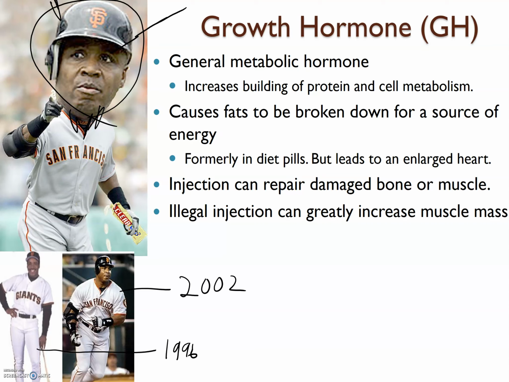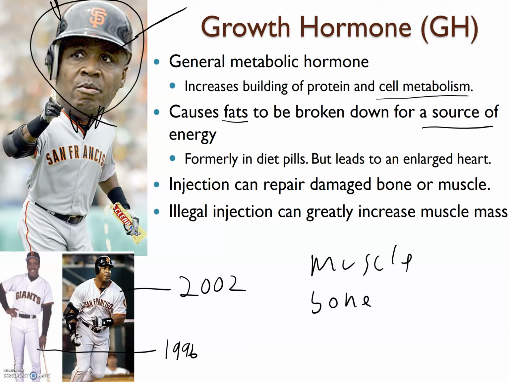So, it's a metabolic hormone. It causes growth, mainly of muscle, bone, and it repairs things. So if you go running for 26.2 miles, you're going to be making a lot of growth hormone because you damaged all these tendons and ligaments and microscopic proteins. So it increases protein, and it also increases cell metabolism. It causes fats to be broken down as energy.